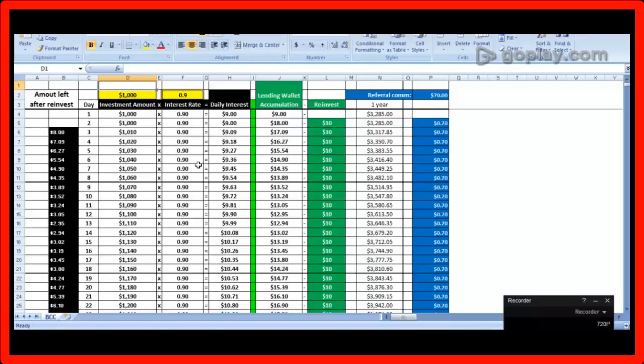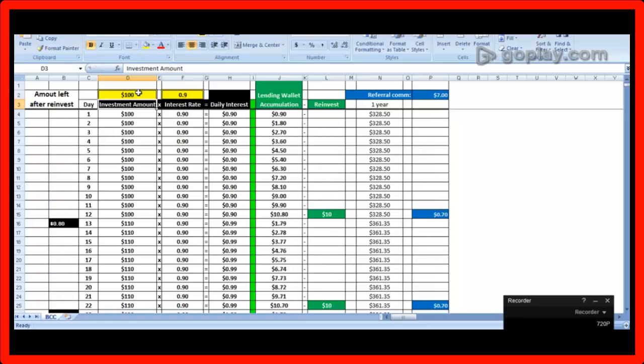But I was showing yesterday this spreadsheet, and I saw some other people using it, so I thought it was really interesting. So I went ahead and made one for myself. What it will basically show is in this block you put in your initial loan amount. For BitConnect, as you may or may not know, the minimum amount you can loan is $100. That's why I have $100 in here.